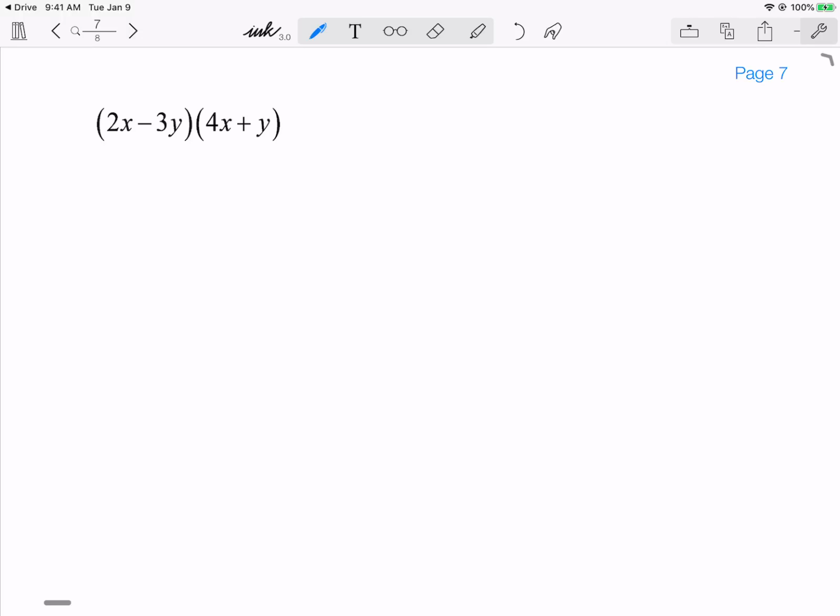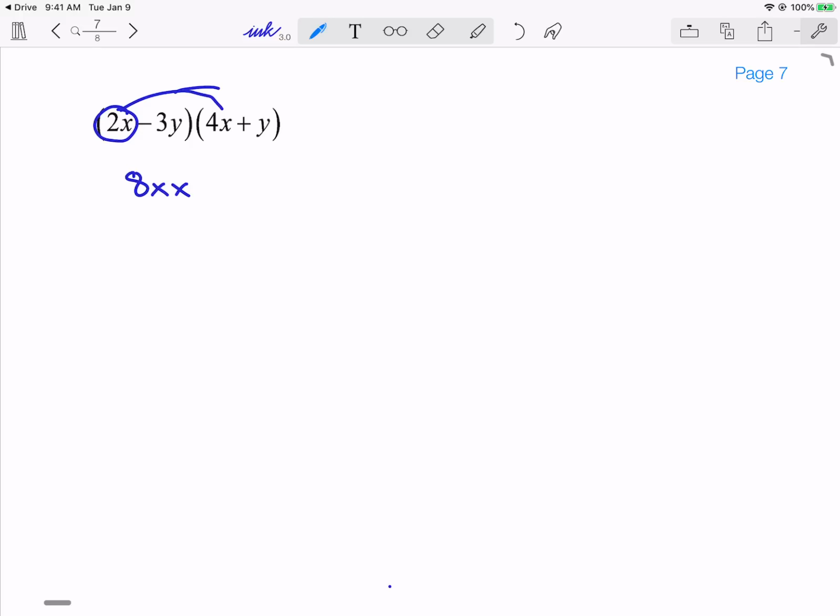Now I've got another binomial, but now I've got x's and y's coming into play. So I'm doing all the same work though. When I distribute my 2x, 2 times 4 gives me 8. Then x times x, I'm just going to actually write it like that, x times x. And I'll simplify this later.